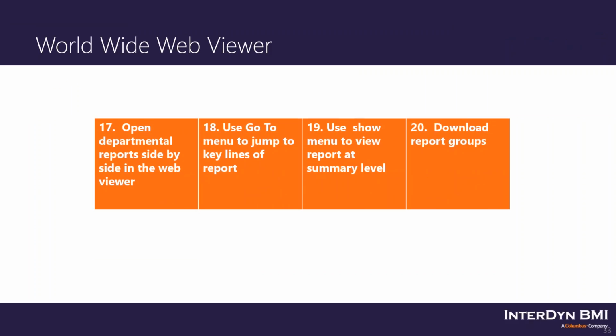All right, the next section is going to be talking about the World Wide Web Viewer. We're going to talk about being able to open reports side by side, using the Go-To menu to jump to different key lines in your report, using the Show menu to show summary levels, and being able to download reports from a report group.